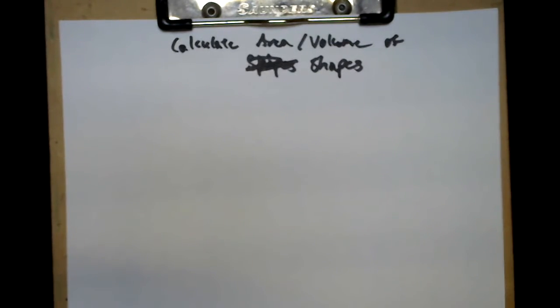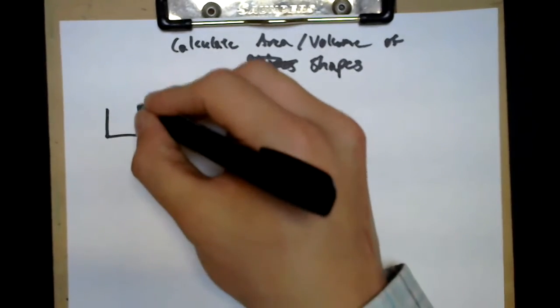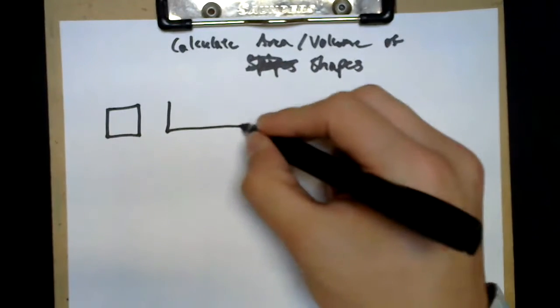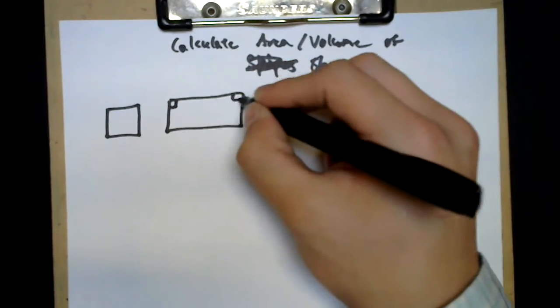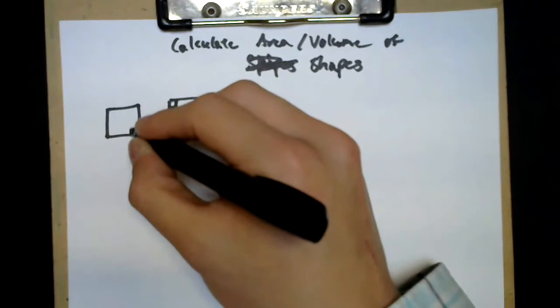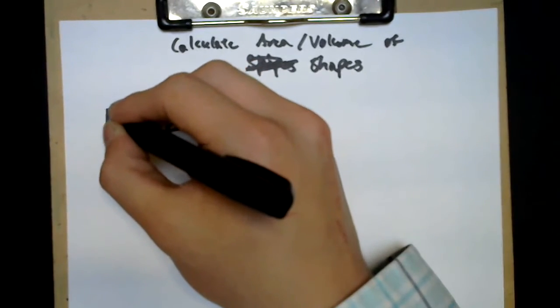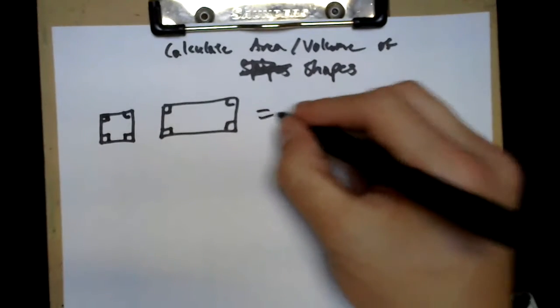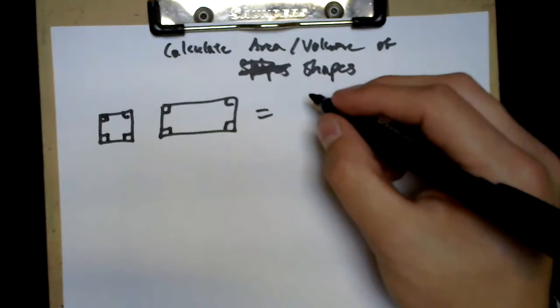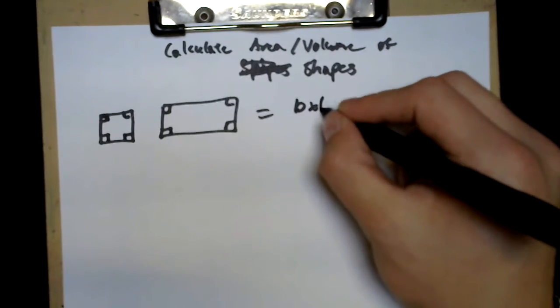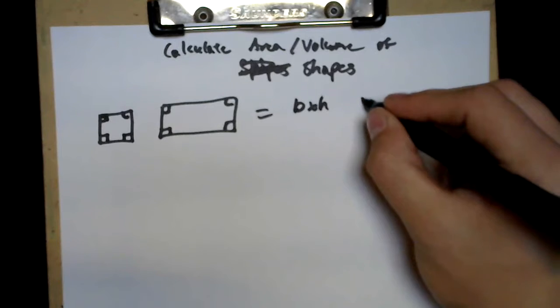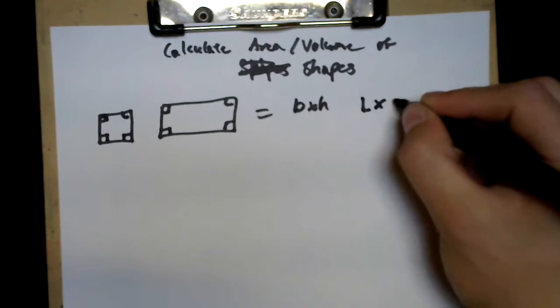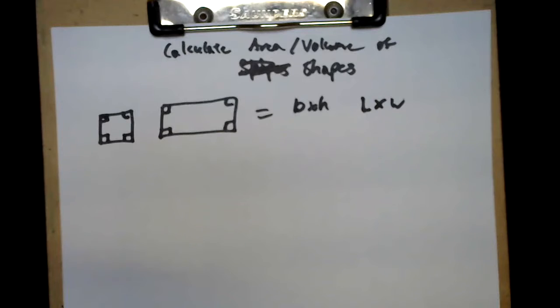So we'll first start with squares and rectangles. Squares and rectangles, the area formula is base times height or length times width. Whatever you like to use, either way works.